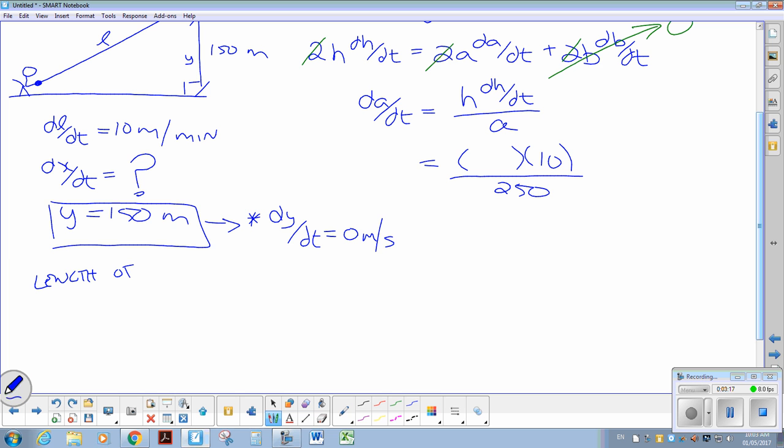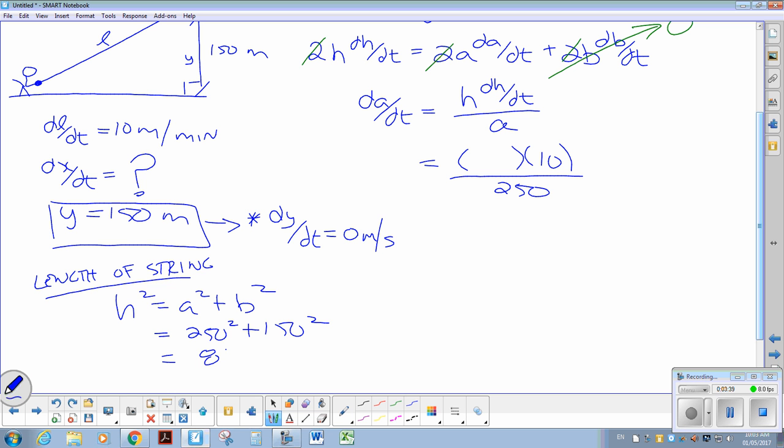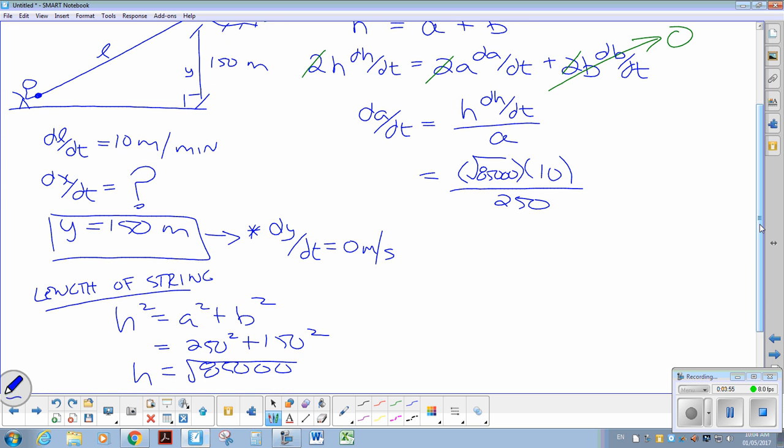Length of string using Pythagorean theorem, h squared equals a squared plus b squared. So a squared was 250, and then the constant 150. So 250 squared plus 150 squared gives me 85,000. Does that go down evenly? It does not. So at this point in time, I'll just call it the square root of 85,000. 5,000. And they reduce it.